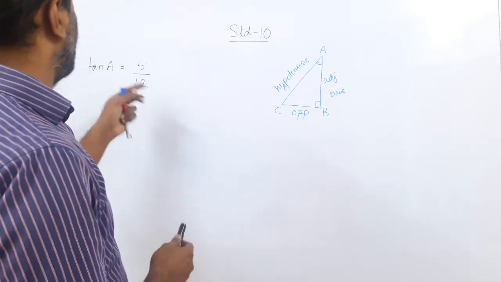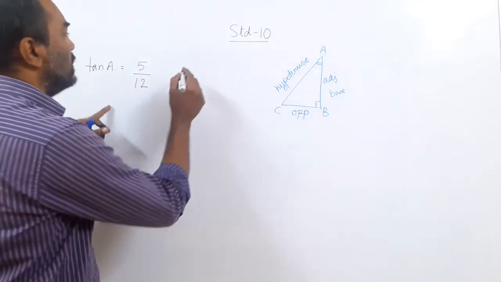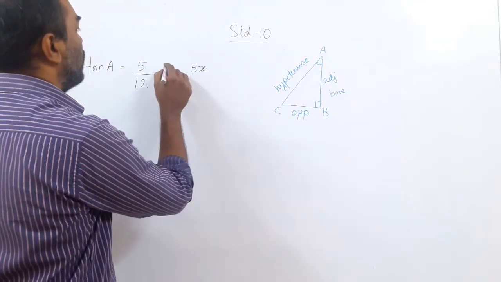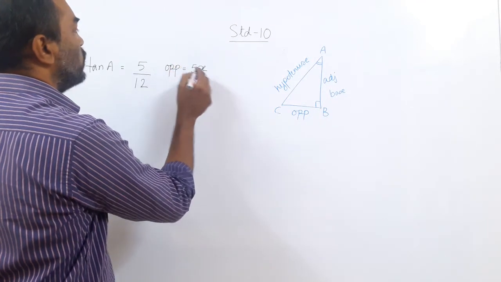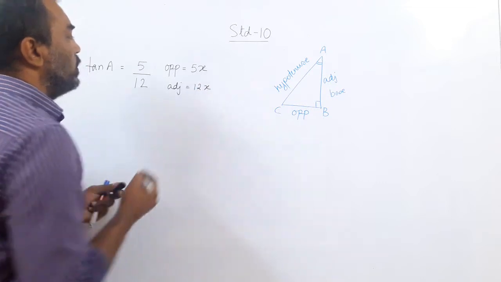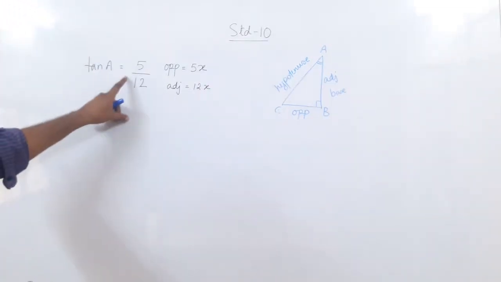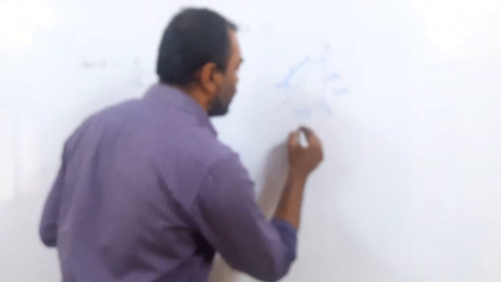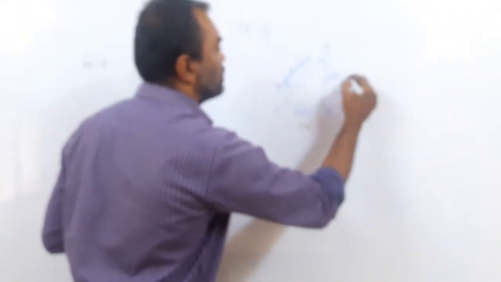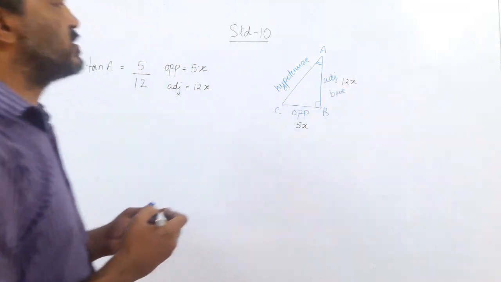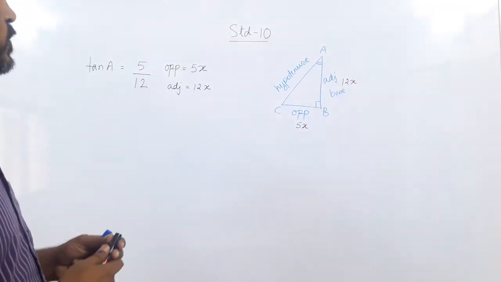We have got the ratio 5:12. So let me write, the opposite side is 5x. If the opposite side is 5x, let the adjacent be 12x. Yes? Because the ratio is then 5:12. So if I take this side 5x, this is 12x. So the opposite side is 5x and the adjacent side is 12x. Okay? I have written the x because x can take any value.